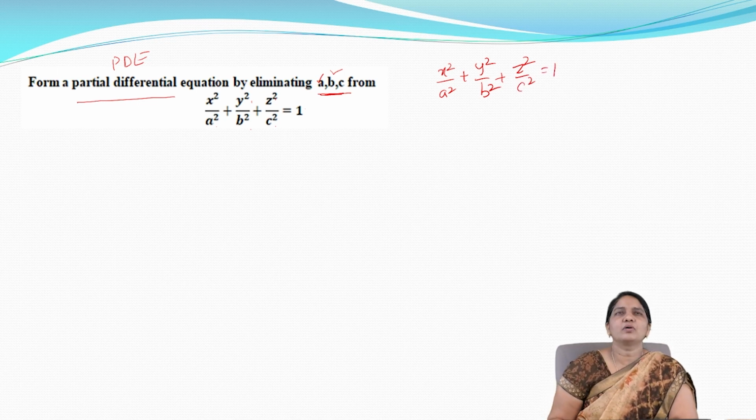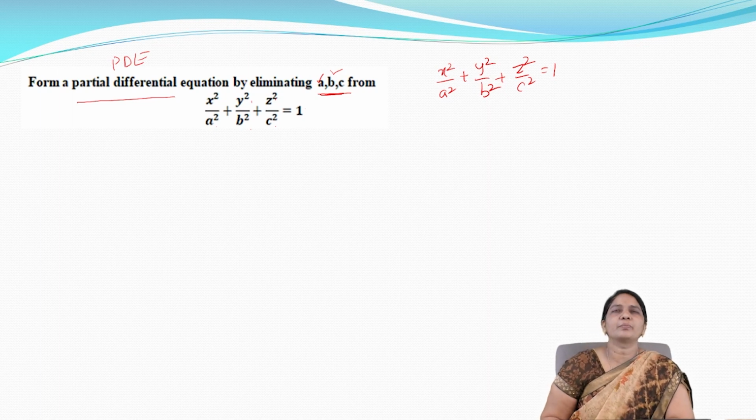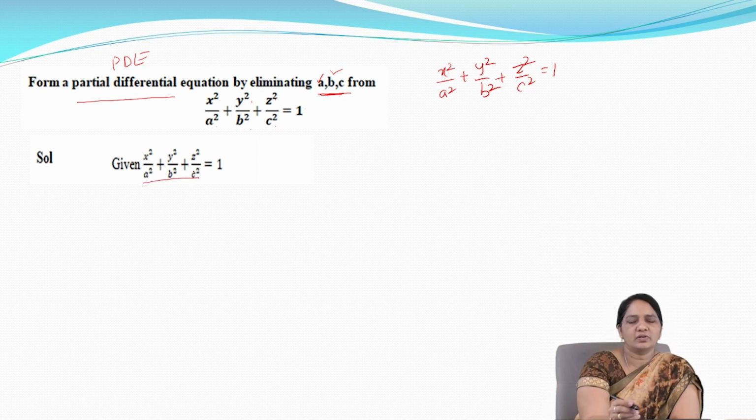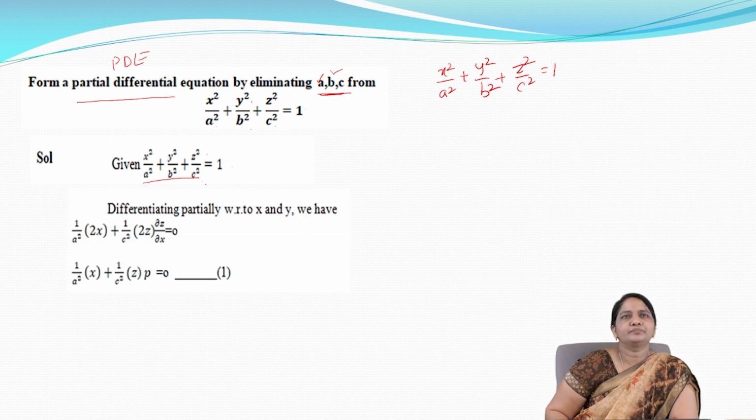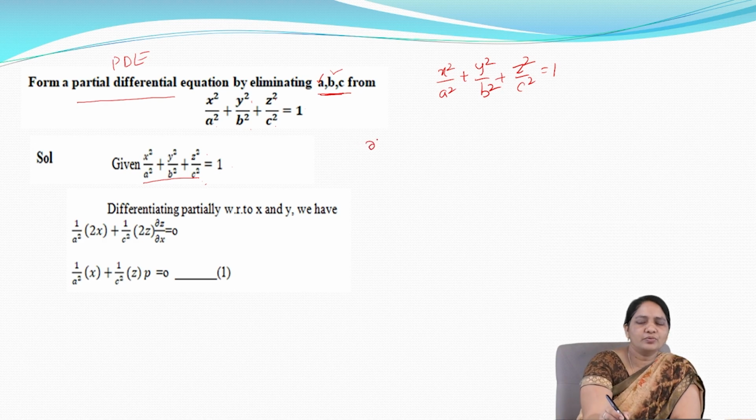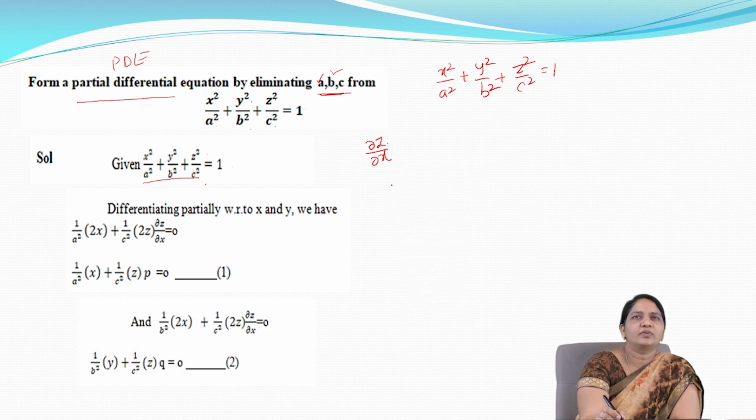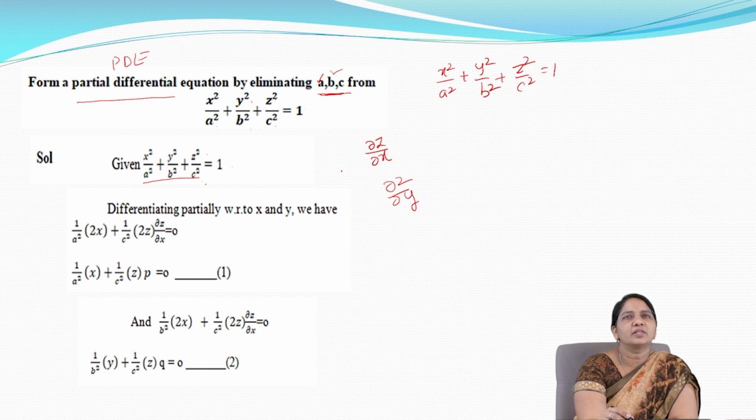So here I am going to solve this like the previous problem procedure. Then I can get the PDE. Observe, given x square by a square plus y square by b square plus z square by c square equal to 1. As in the previous problem, I am going to calculate dou z by dou x, that means partial differentiation of z with respect to x. After that, dou z by dou y, partial differentiation of z with respect to y. After that, I can eliminate the arbitrary constants by simplifying these equations.